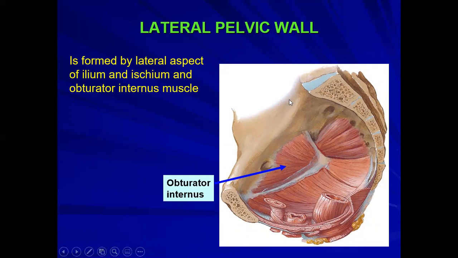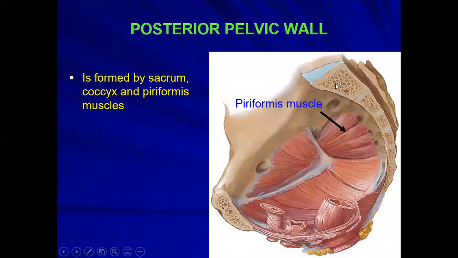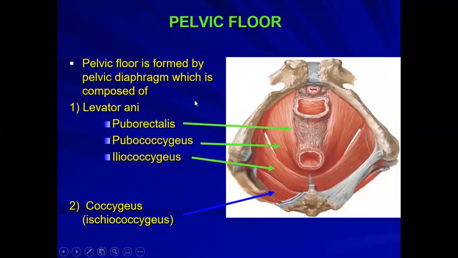And then the posterior pelvic wall is formed by the sacrum. In the back there we have the sacrum, the coccyx, and then we have the piriformis muscle that forms the posterior pelvic wall. How about the pelvic floor? The pelvic floor is formed by the pelvic diaphragm.